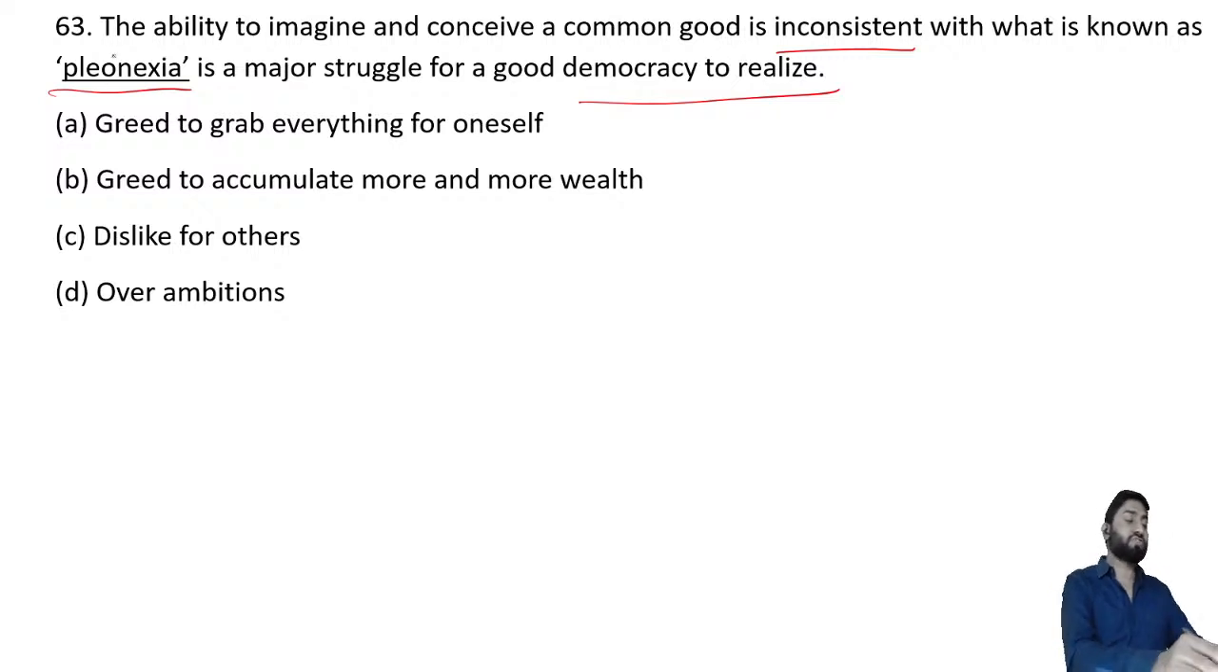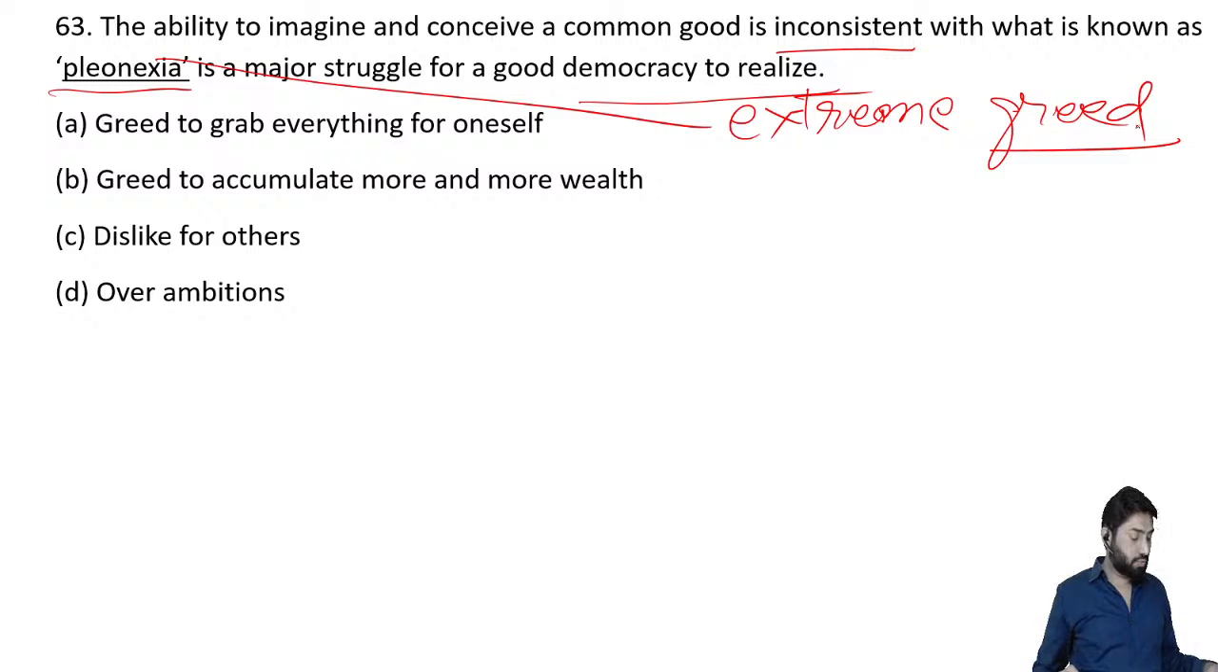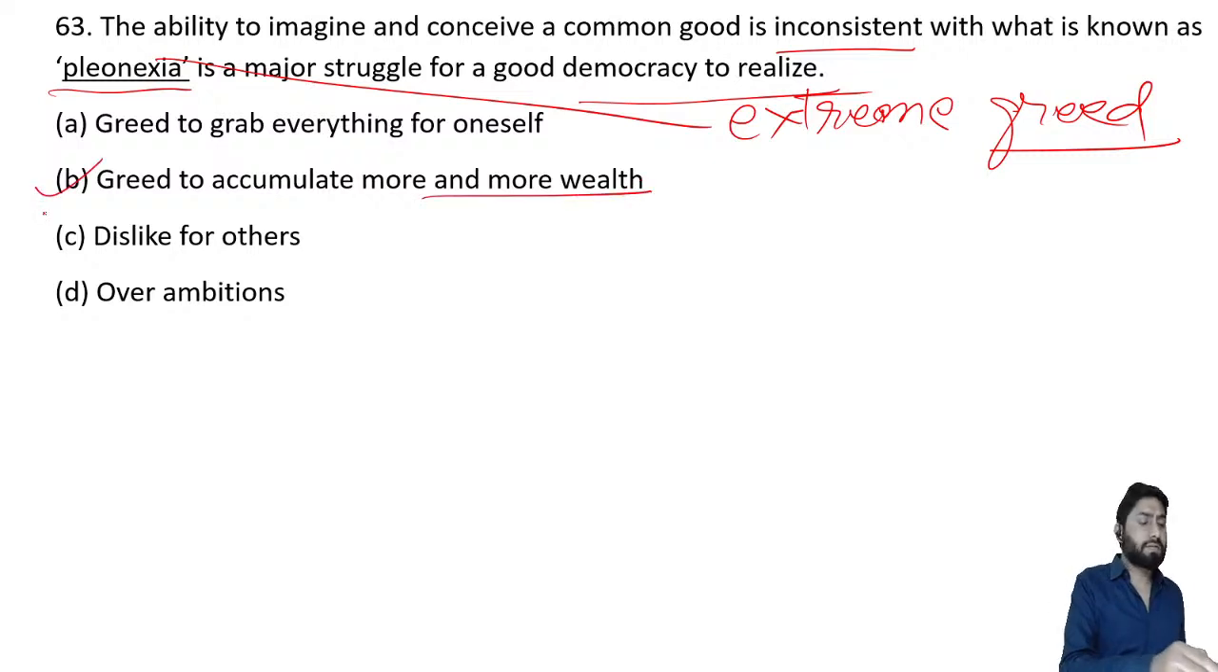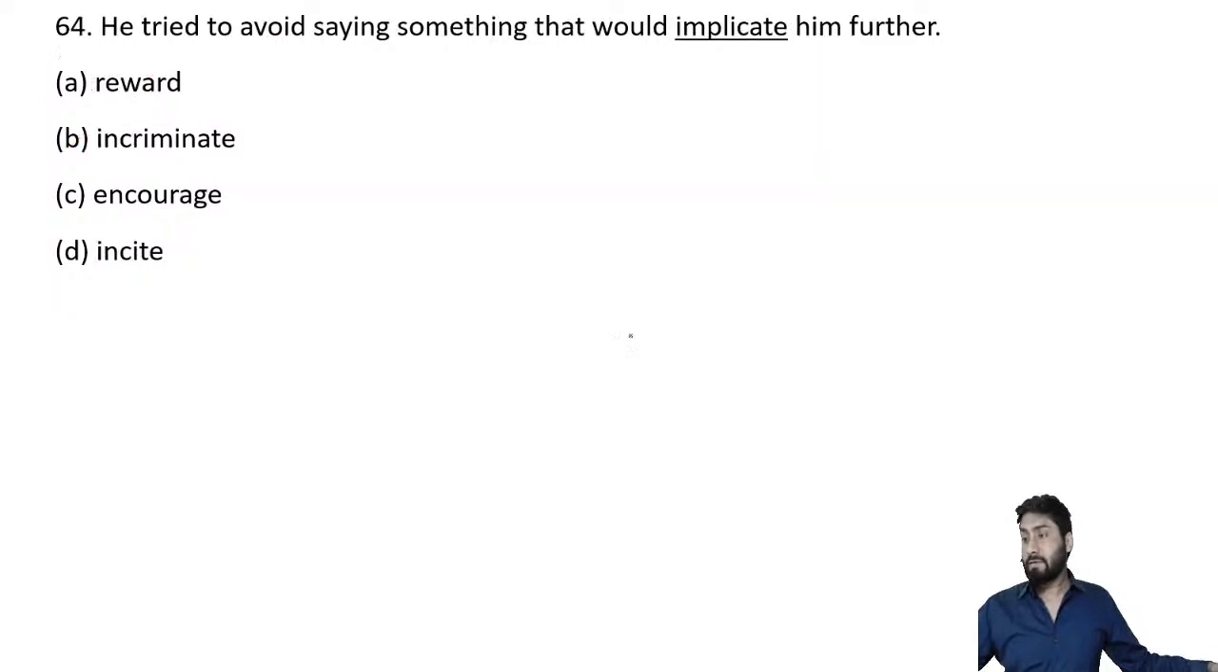वैसे इसका मतलब होता है extreme greed, extremely greedy for something who is never satiable, right? That's what it is. इसके और भी sense होते हैं, avarice and all. There are many words on this. So greed to grab everything for oneself, greed to accumulate more and more wealth, and dislike for others, over ambitions. So anyway, more and more was never satiable, right? So that's the sense here. So the answer is B. So let's move to the next.